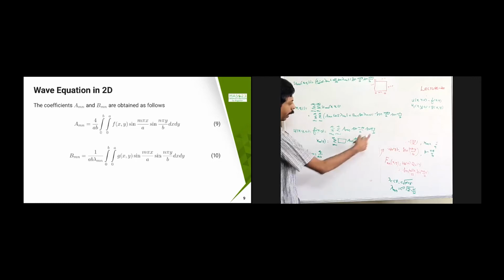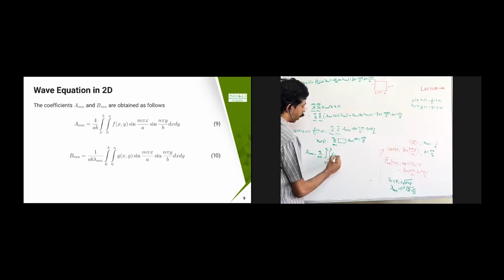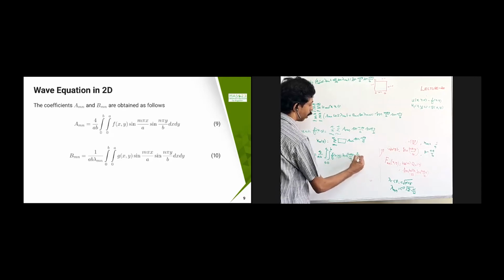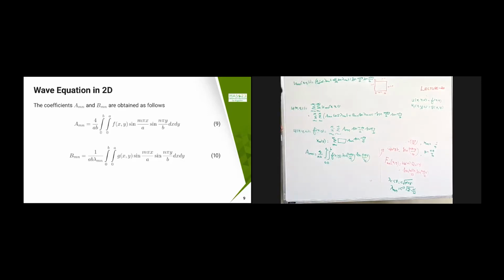Here a and b are different, so you will get 4 by a, 2 by a and 2 by b. Therefore 4 by ab is going to come, and this is the integral from 0 to a, 0 to b, of f of x comma y sin m pi x by a. Same logic, whatever we used, you are going to use, and then you are going to get this one. So this is going to be your Fourier sine series, a double Fourier series actually, with the sine terms only, and your amn is going to be this one.